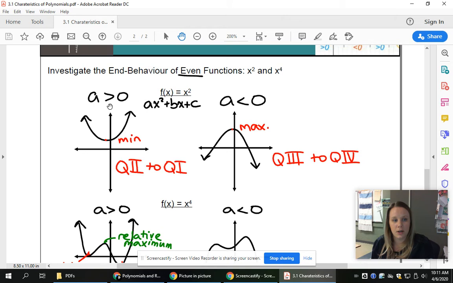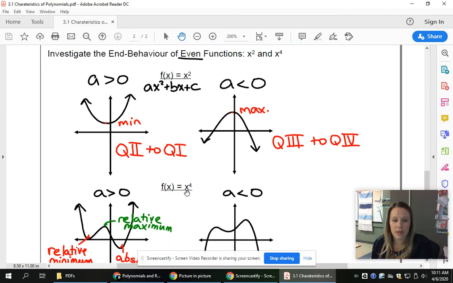As long as it's got a positive leading coefficient, it opens up. So all parabolas with a positive leading coefficient are going to have end behavior of quadrant 2 to quadrant 1. Their vertex is going to be a minimum if they open up. Here's the opposite. A is negative. They have a maximum, open down, and have end behavior quadrant 3 to quadrant 4.